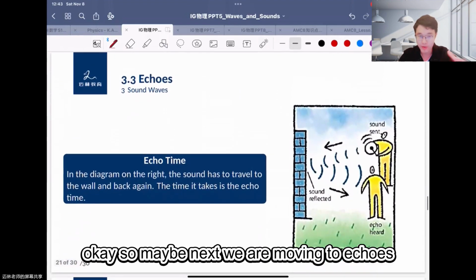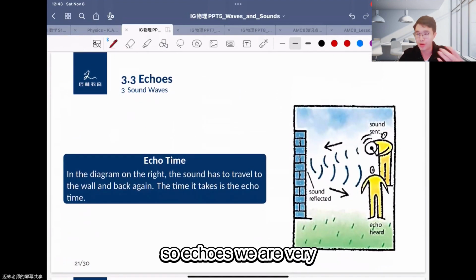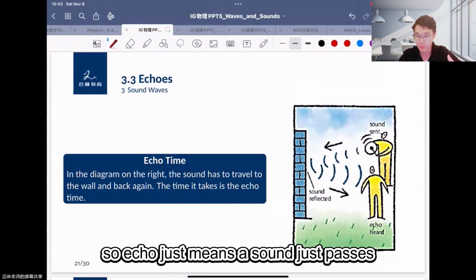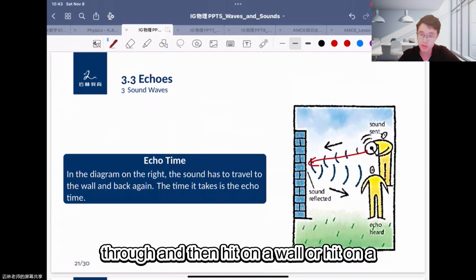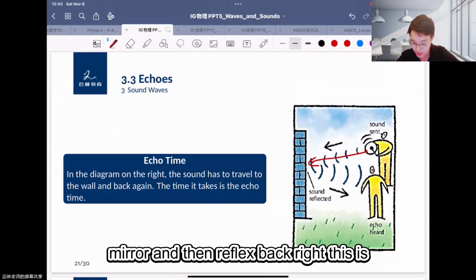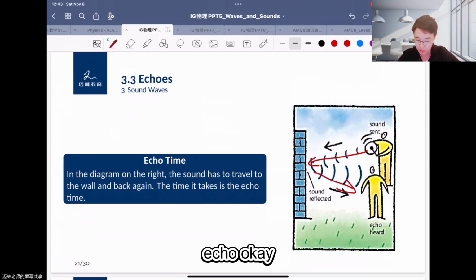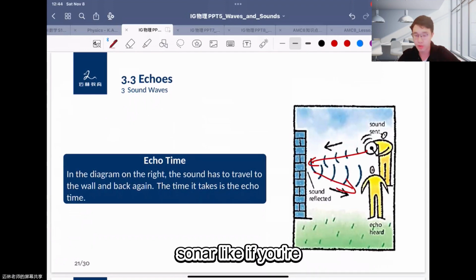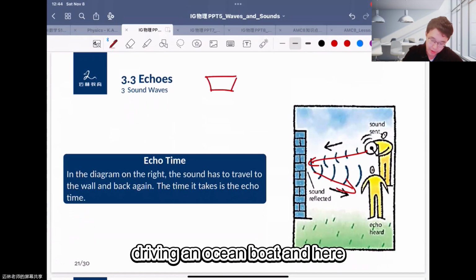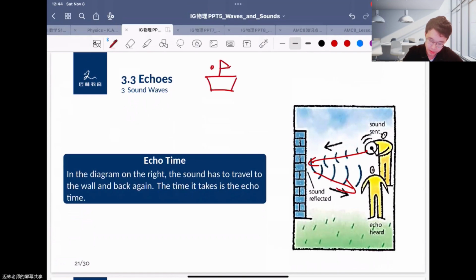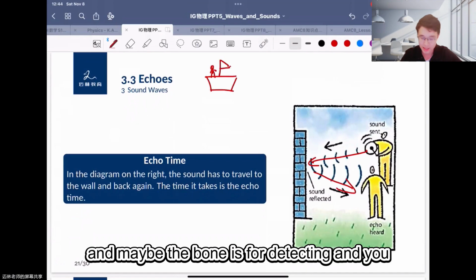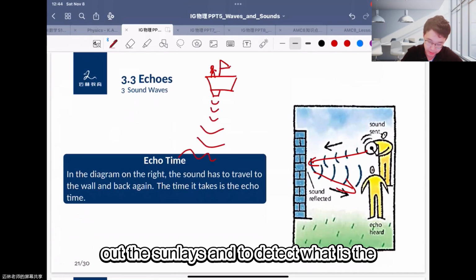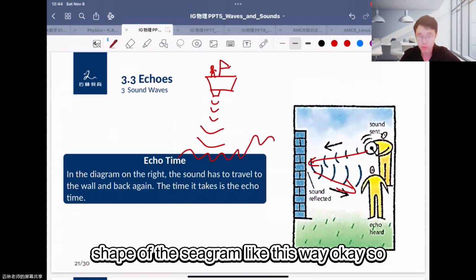Okay. So right here, we can set the basic understanding for this. Maybe next we are moving to echoes. Echoes we very often hear in our daily life, right? An echo just means a sound passes through and then hits a wall or a mirror and then reflects back, right? This is an echo. Echoes can be used in an ocean's sonar. If you're driving an ocean boat, you can use your sonar here. Sonar sends out sound waves to detect the shape of the sea ground, like this.